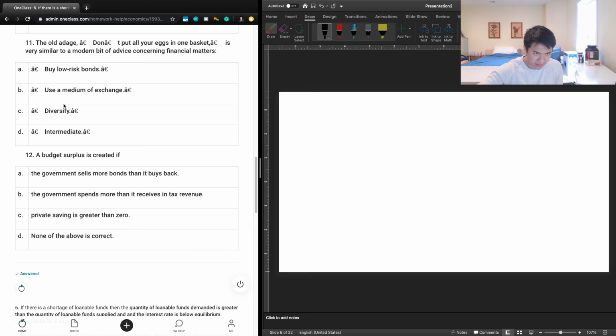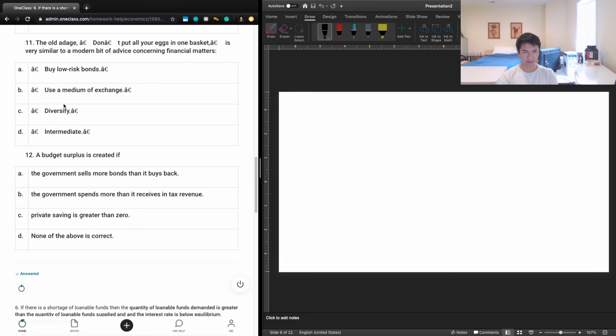Number 11 says, the old adage, don't put all your eggs in one basket, is very similar to a modern bit of advice concerning financial matters. A says buy low-risk bonds, B says use a medium of exchange, C is diversify, and D is intermediate. And so if we're familiar with the old adage, the idea is if you put all your eggs in one basket and you drop the basket, then they all shatter and you've lost all your eggs. And if you carry them in two different baskets, then if you drop one of them, you still have the other half, which are fine. Which of these concepts is similar to that?